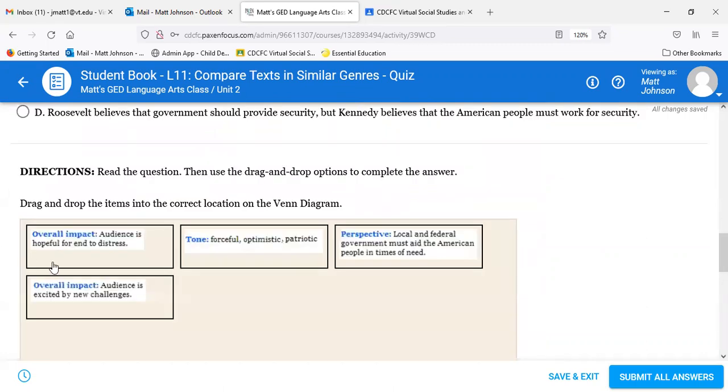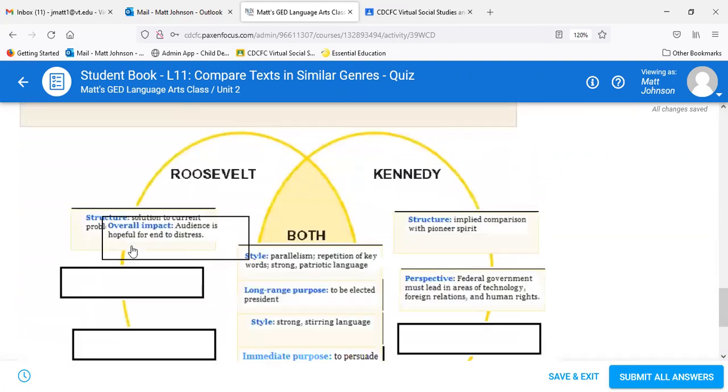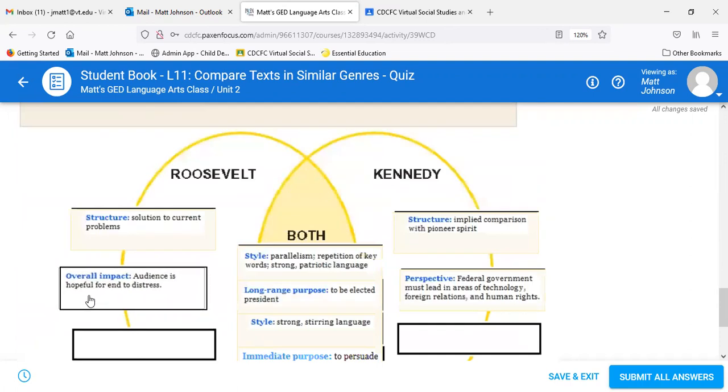Then overall the impact on the audience. Roosevelt, I got the impression that he was thinking about the Great Depression and the bad times, especially if you're comparing 1932 to 1960. Bad times in the US really compared to 1960, when things were fairly good economically speaking.